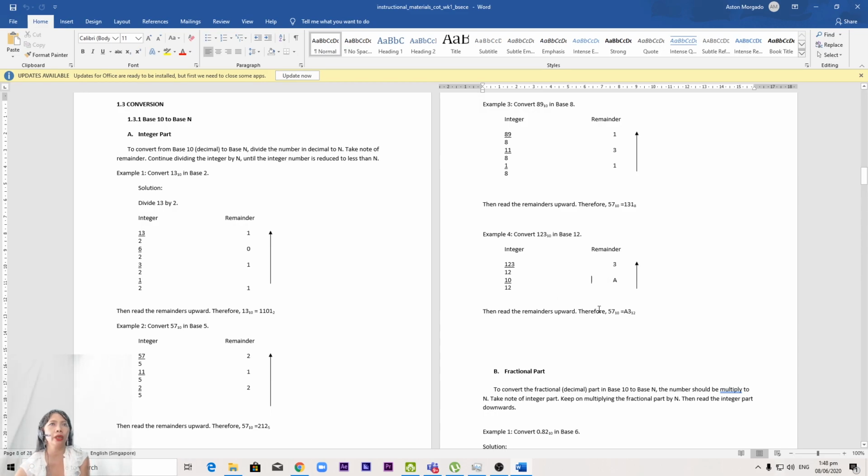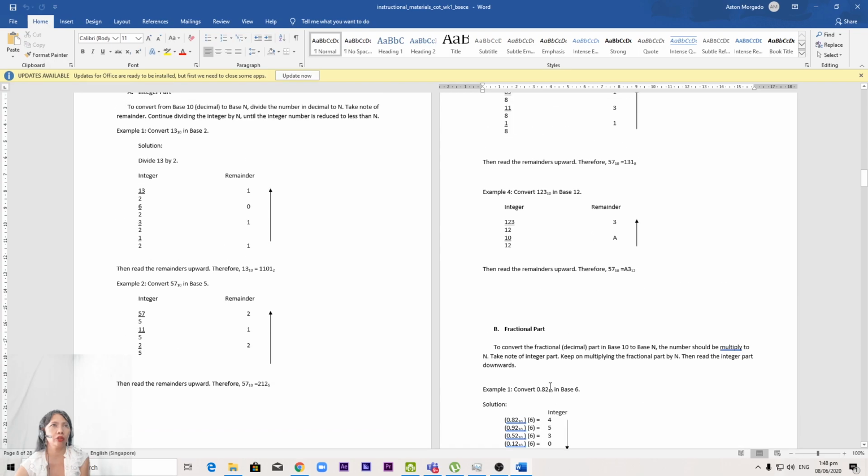So therefore, 123 base 10 is A3 base 12. Okay? Any question? Any question, clarification, please PM me. Okay.